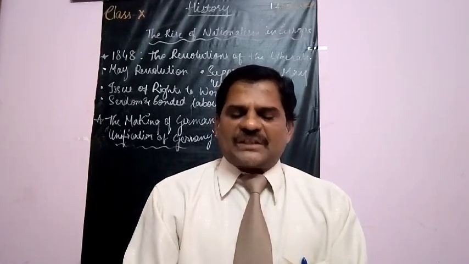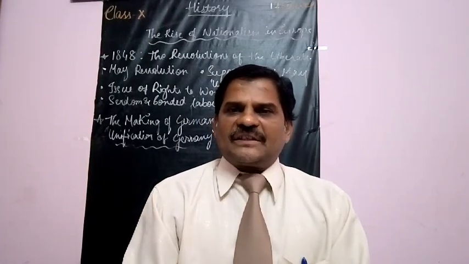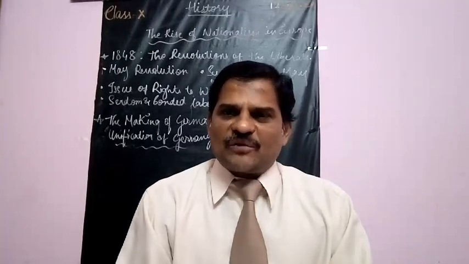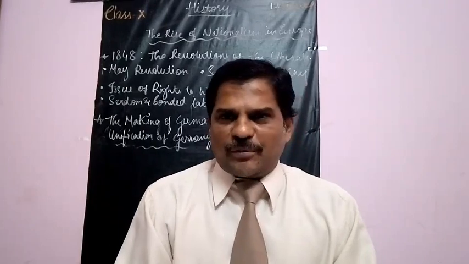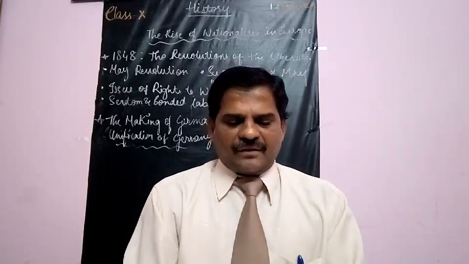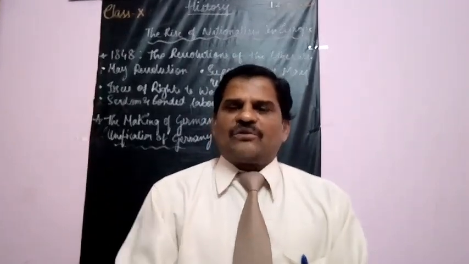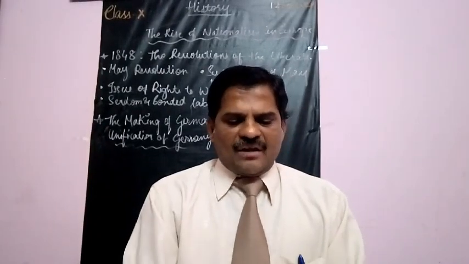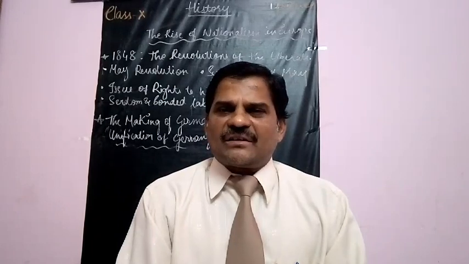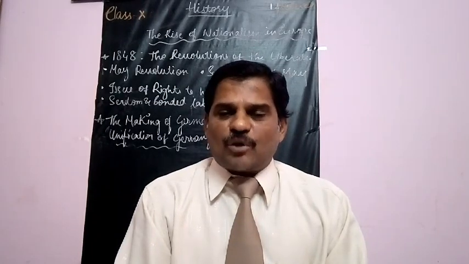So, 3 wars over 7 years with Austria, with Denmark and France. I told you, the Austro-Prussian war, the Franco-Prussian war, and the war with Denmark. All ended in Prussian victory. So ultimately who got victory? Prussia. Prussia got victory in all these 3 wars and completed the process of unification.